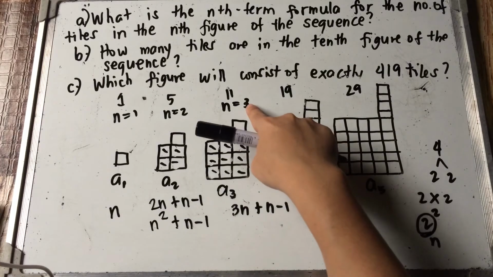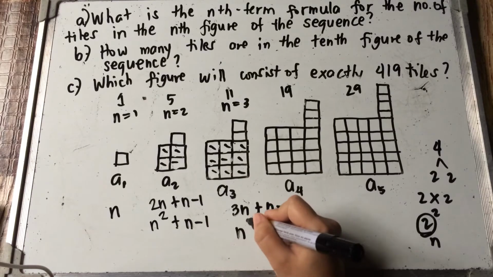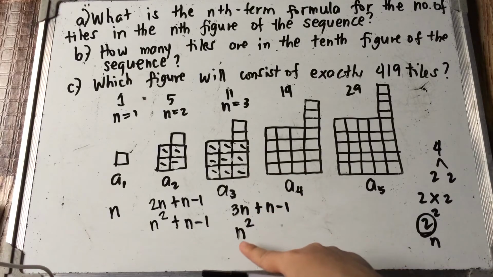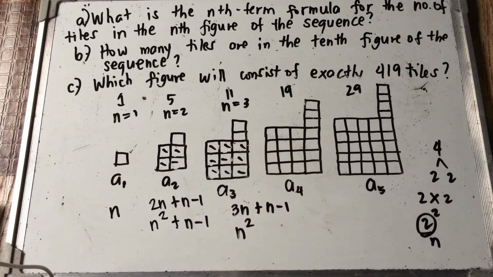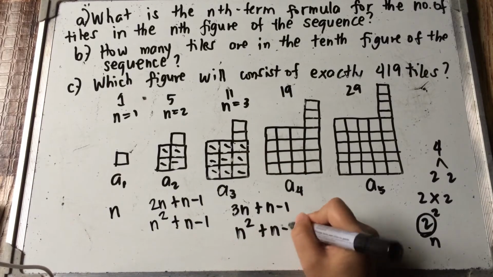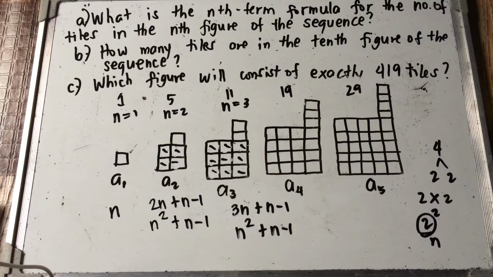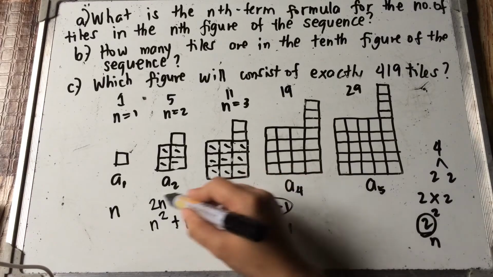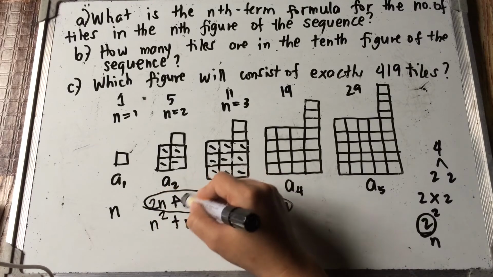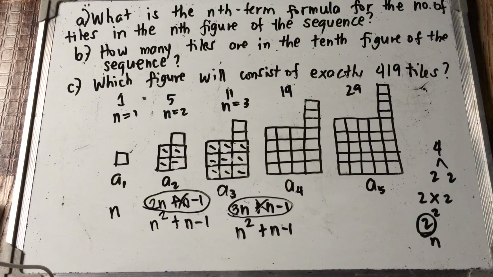Kung ang value ng n natin ay 3, so pwede natin siyang i-represent as n squared, wherein 3 squared ay equal nga sa 9 plus n minus 1. So, ibig sabihin, ito, iko-cross out na natin. Hindi na natin to kakailanganin. So, ang ating pinaka-formula ay n squared plus n minus 1.